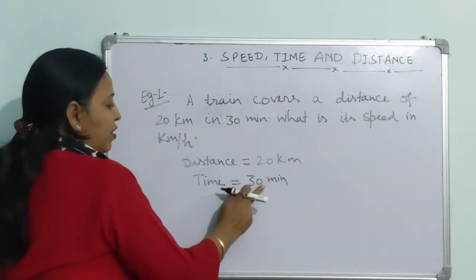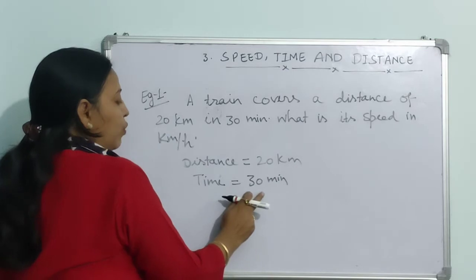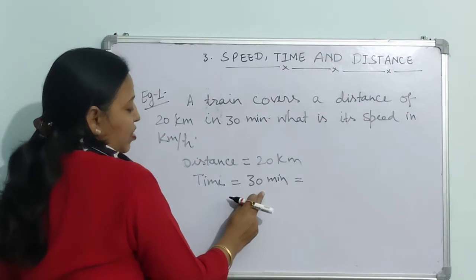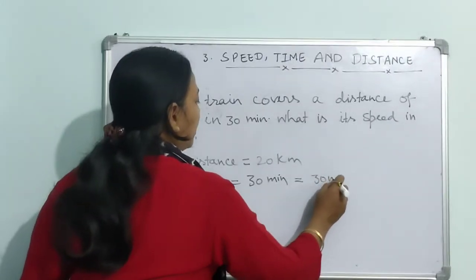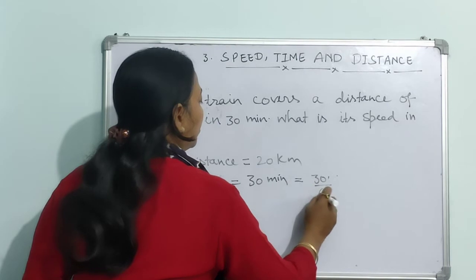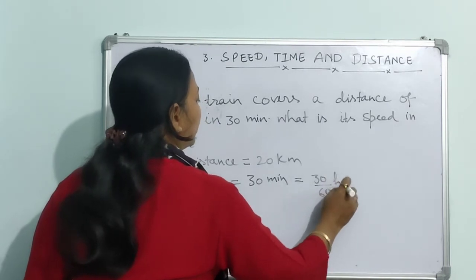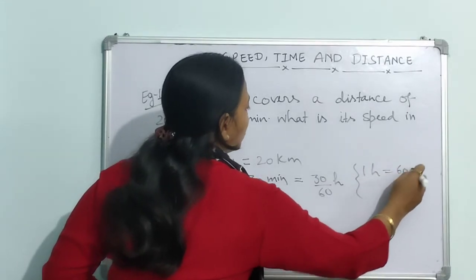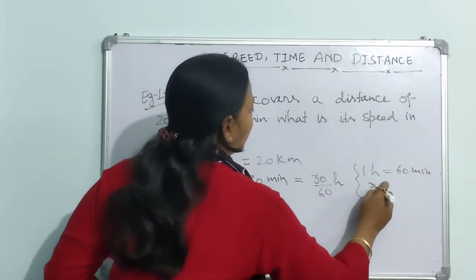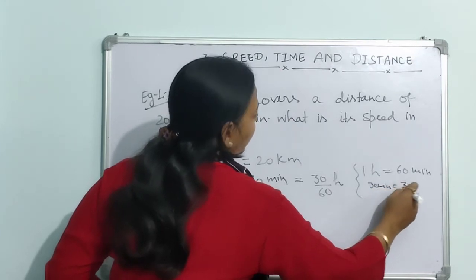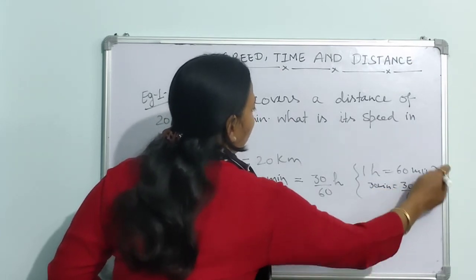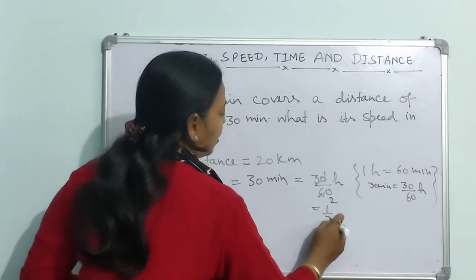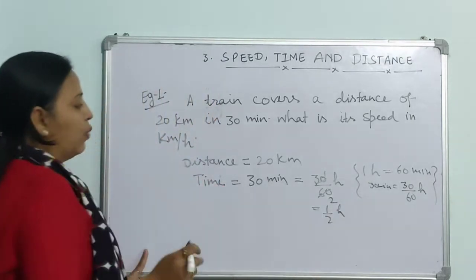So you will change this time which is given in minutes into hours. To change minutes into hours, you will divide by 60. You know that 1 hour is equal to 60 minutes. So 30 minutes is equal to 30 by 60 hours. So what you will get here, 1 by 2 hours. 3 ones are 3, 3 twos are 6, so 1 by 2 hours. So time is 1 by 2 hours.